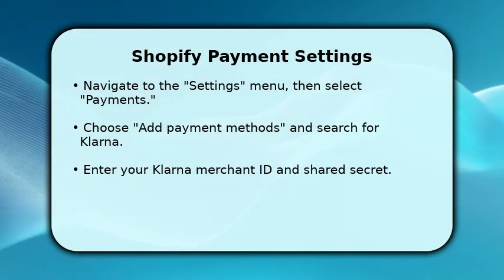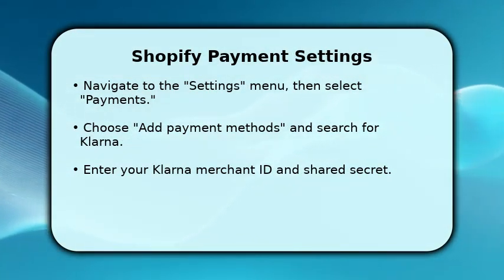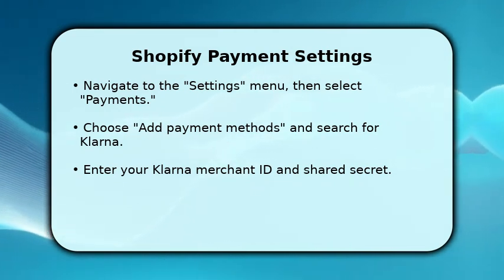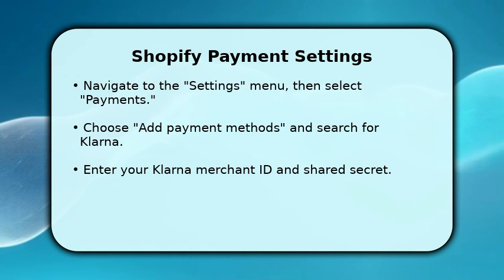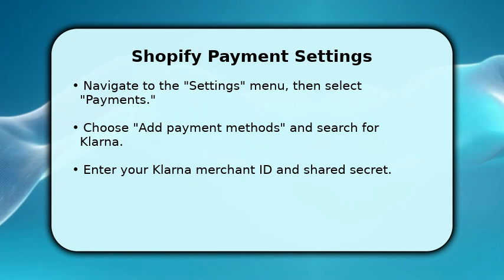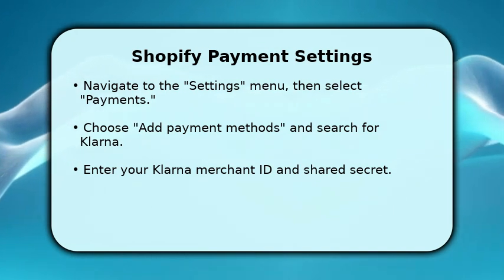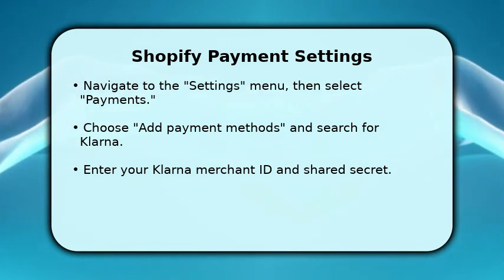Once in your Shopify admin, go to Settings and then click on Payments. Here, you'll find the option to add payment methods. Search for Klarna and select it. You'll then be prompted to enter your specific Klarna merchant ID and shared secret. These credentials link your Shopify store directly to your Klarna account, enabling seamless transactions.